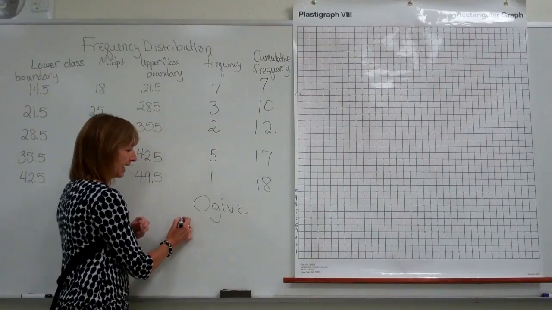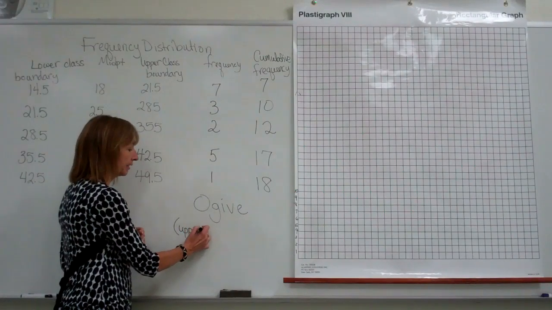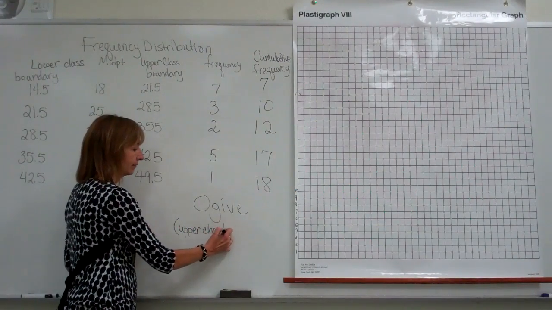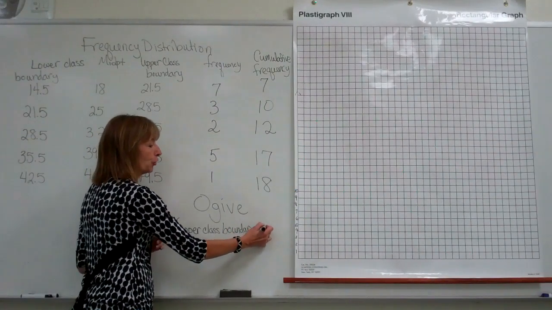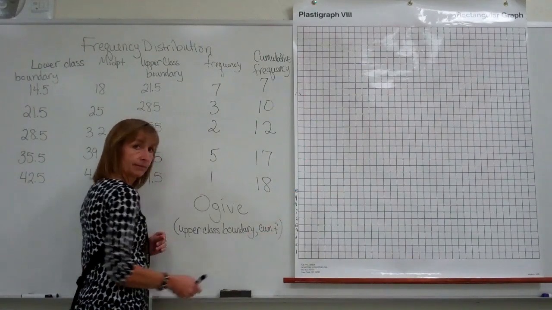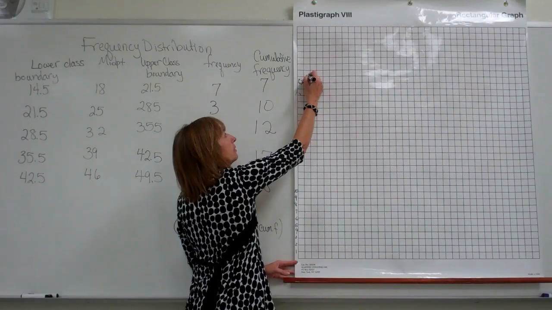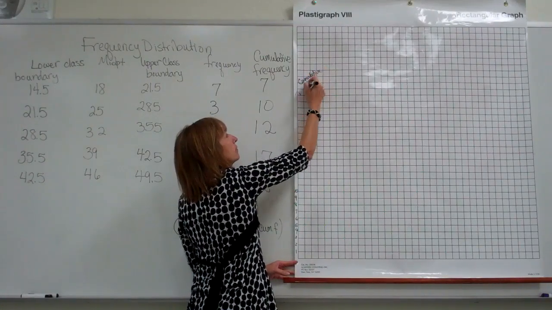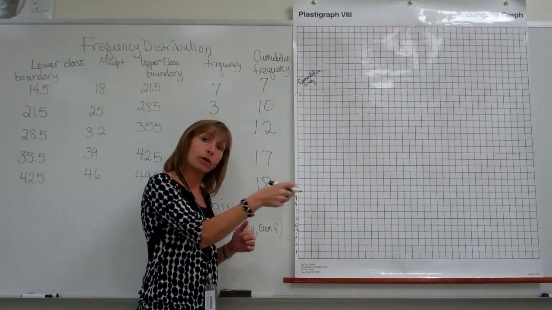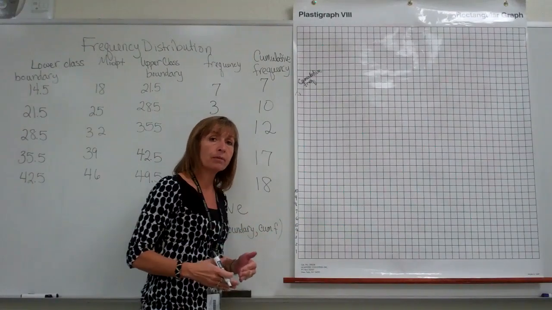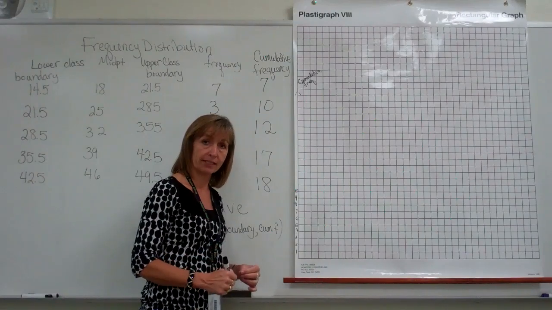Now with an ogive, the data points that we plot are the upper class boundary, comma, the cumulative frequency. So on our vertical axis, we're going to write cumulative frequency, just to make sure we remember that. And along the horizontal axis, I don't want to mark the midpoints this time for an ogive. I want to mark the class boundaries.